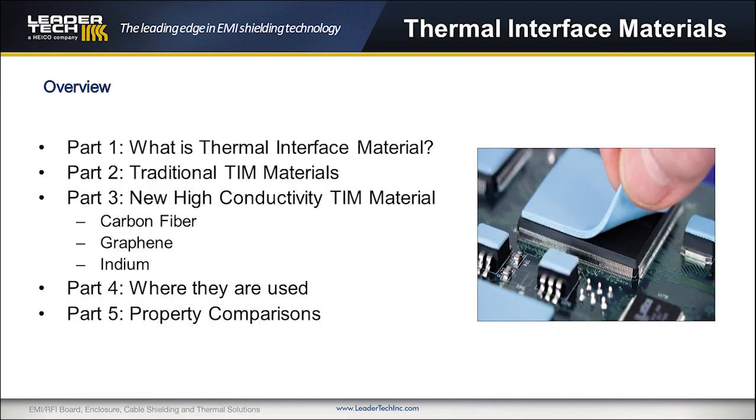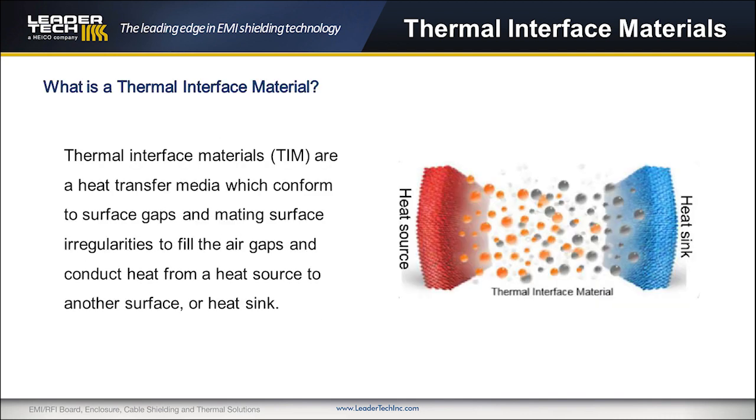The overview. Part 1. What is thermal interface material? Part 2. Traditional TIM materials. Part 3. New high conductivity TIM material. These are carbon fiber, graphene, and indium. Part 4. Where are they used? Part 5. Property comparisons.